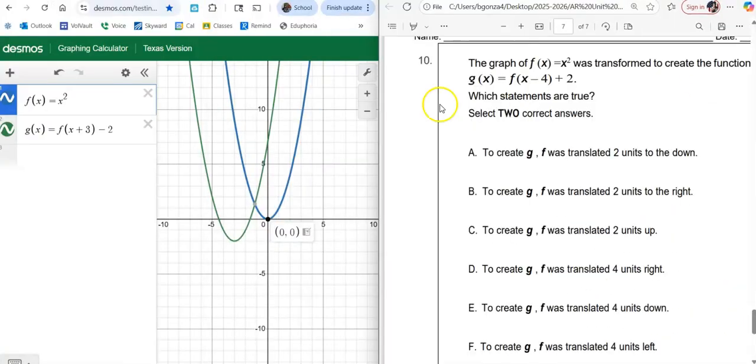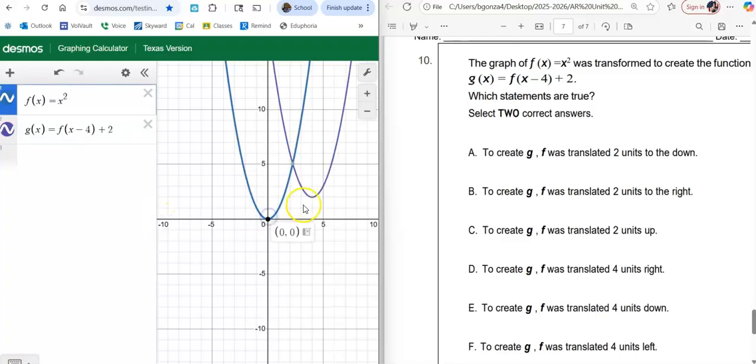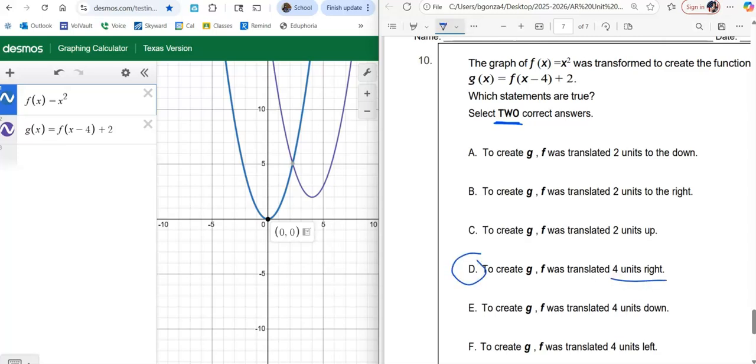Let's plug it in Desmos. Let's take a look at it. f(x), and then we have g(x) equals f(x-4) plus 2. From this parent function to this purple one, it looks like it went 1, 2, 3, 4 to the right and up 2. Okay. So which one says it's 4 to the right and then up 2? Well, there's 2 answers. So 4 to the right would be this one. And then 2 up would be this one.